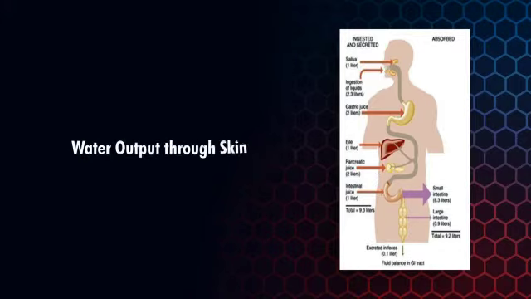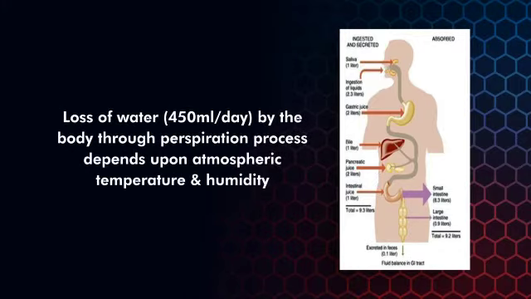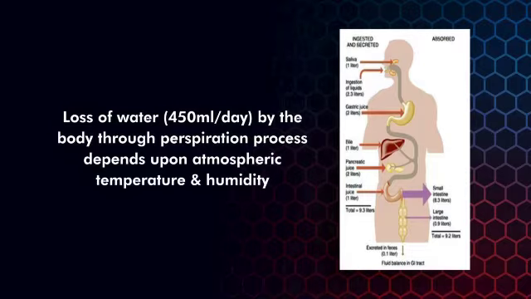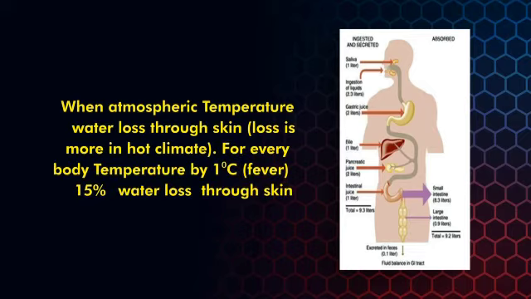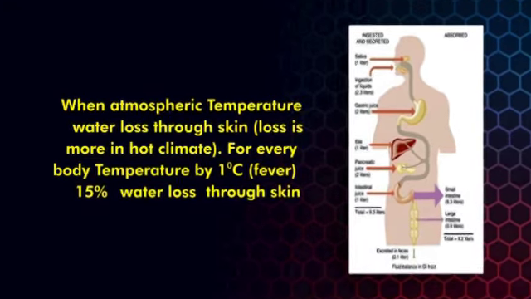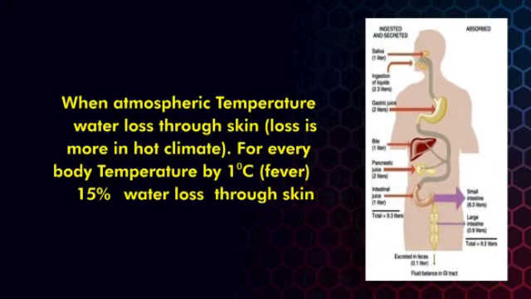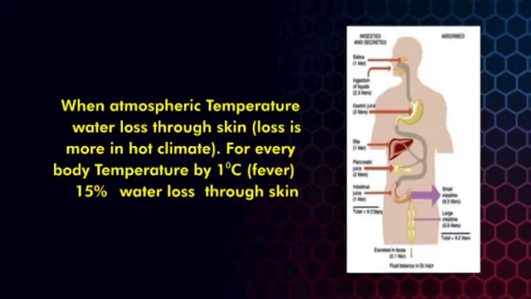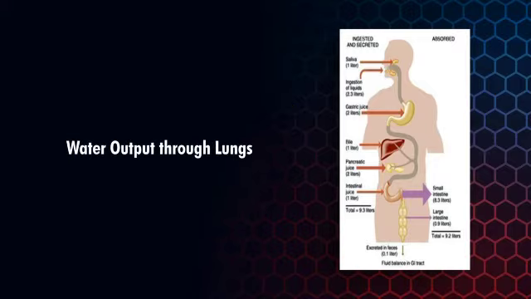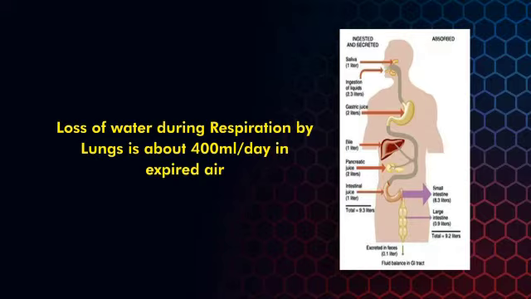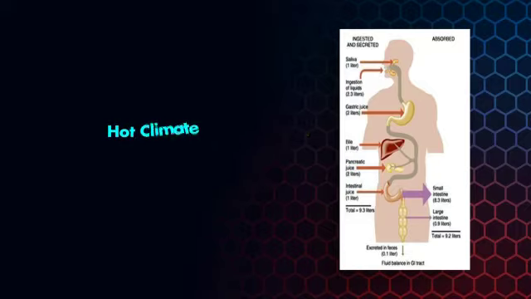Water output through skin. Loss of water of 450 milliliters per day through the perspiration process depends upon atmospheric temperature and humidity. When atmospheric temperature is high, water loss through the skin is also high. For every 1 degree centigrade rise in body temperature, water loss through the skin increases by 15%. Water output through the lungs: loss of water during respiration is about 400 milliliters per day in expired air, more in a hot climate or in case of fever.